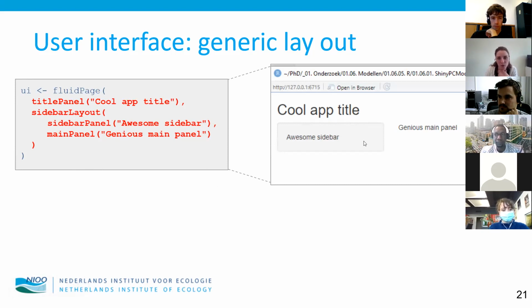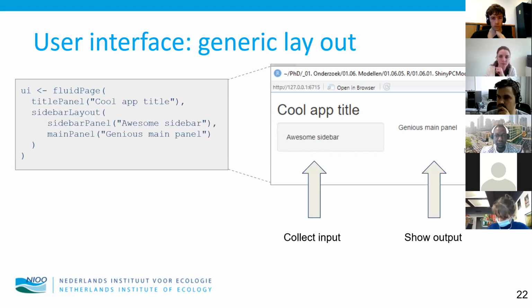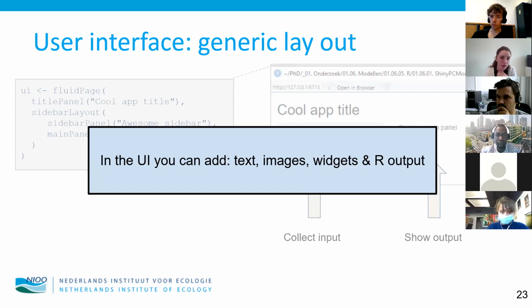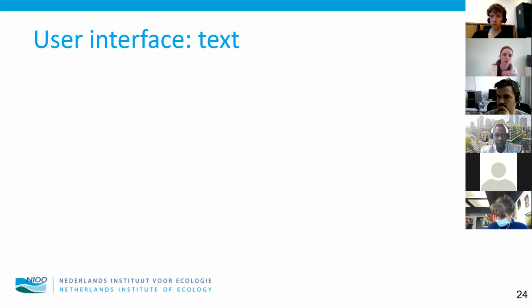And then the sidebar layout splits this lower part, the body of your app, into a sidebar to the left and a main panel on the right. In this case, there's just "awesome sidebar" and "genius main panel". But usually in the sidebar, you would have buttons or sliders, and in the main panel, you would have your plots. So the left part is for collecting input, and the right part is usually to show output, although other options are possible too. In the user interface, you can then add text, images, widgets, and output, and I'll walk you through each of these elements.